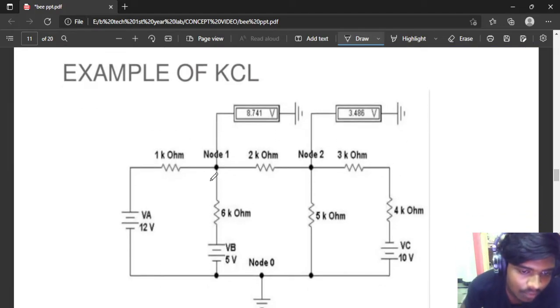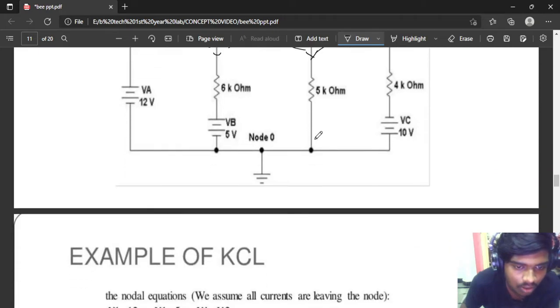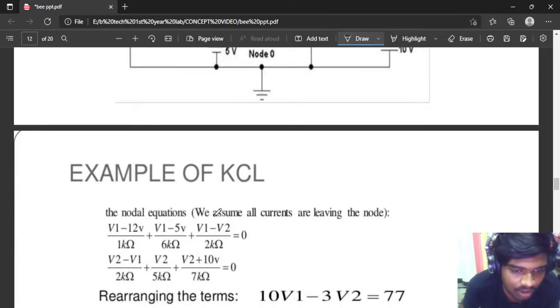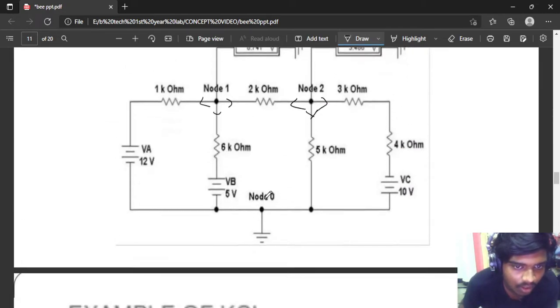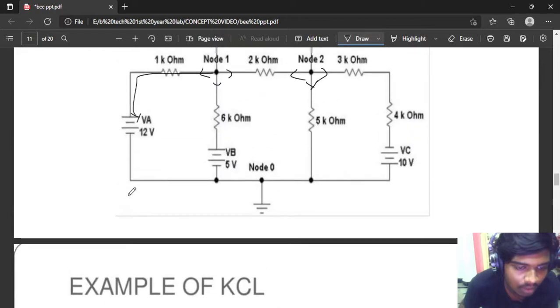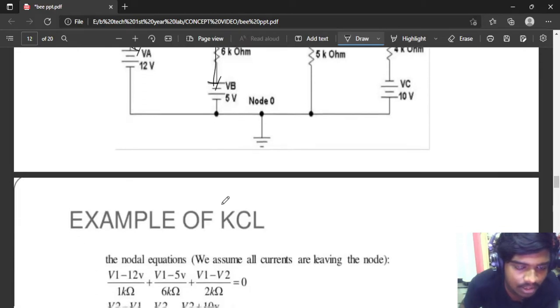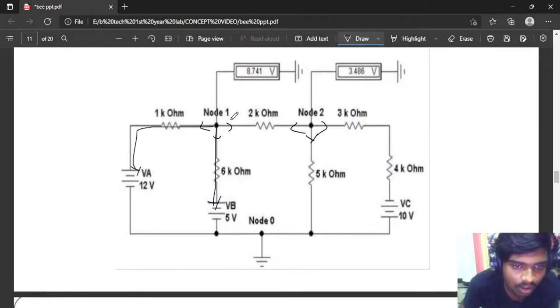Here we need to find the total currents passing through the resistors. There are two nodes, node 1 and node 2. For the nodal equations, we assume all currents are leaving the nodes. At node 1: (V1 - 12)/1, (V1 - 5)/6, and (V1 - V2)/2.